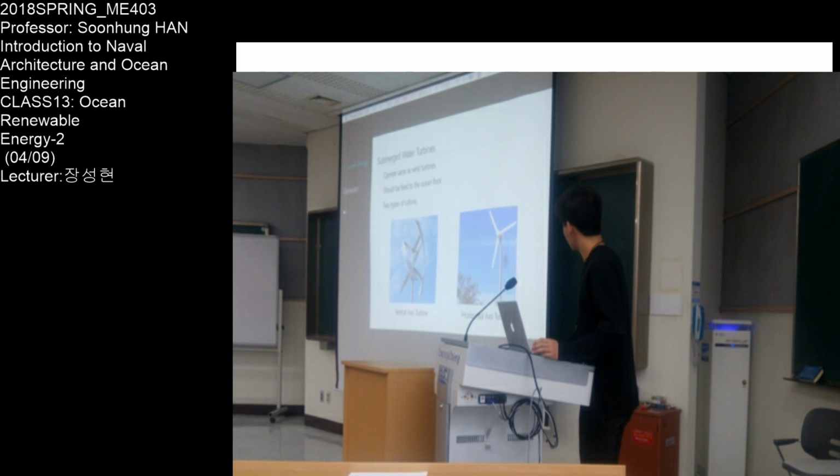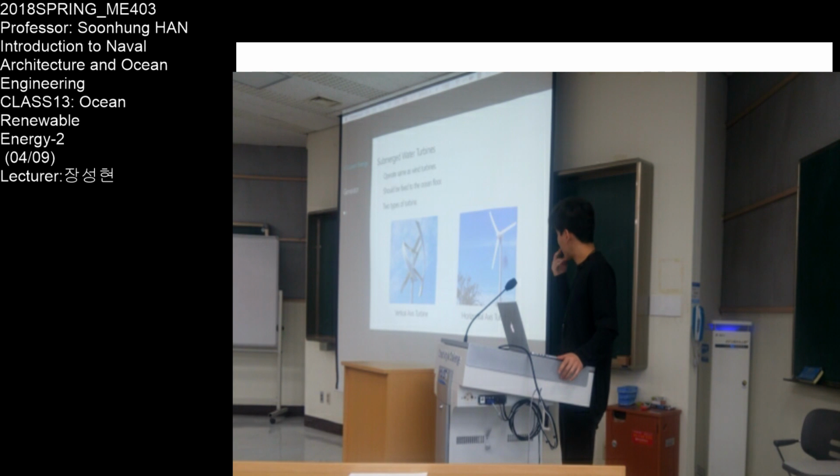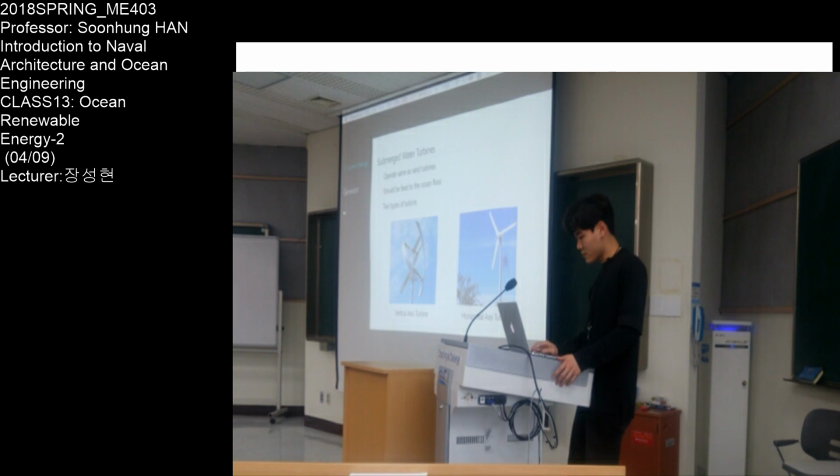The turbine type depends on the axis type. Both turbines operate the same as a wind turbine, and they should be fixed on the ocean floor. It depends on the type of the axis, which is vertical or horizontal. And we use these turbines to get energy.